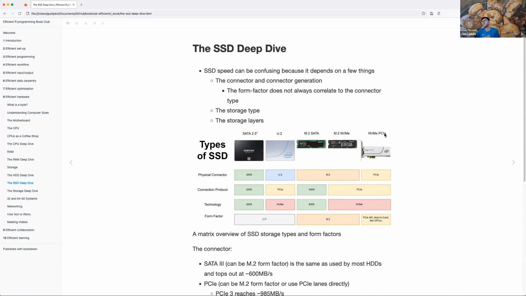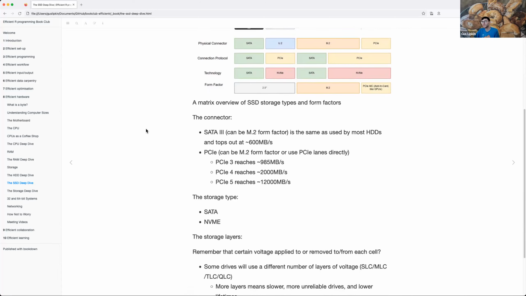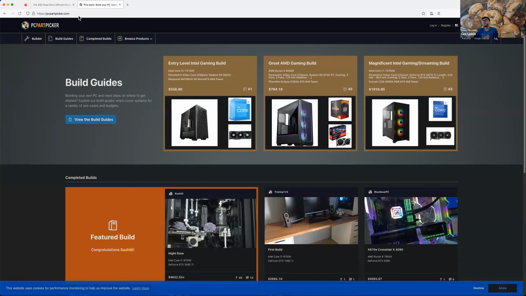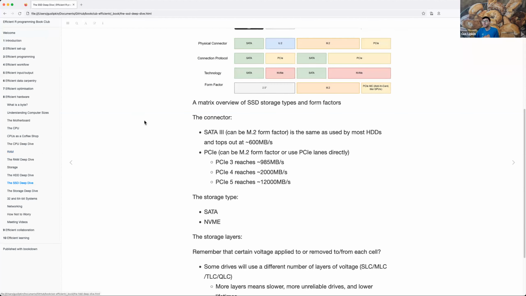So again, very confusing, but I guess I should have mentioned it sooner. There's a great website called PC Part Picker that if you're trying to build a computer or figure out if things work together, it is crowdsourced, so you do always want to double check, but it will yell at you if things aren't compatible with each other, which is great.